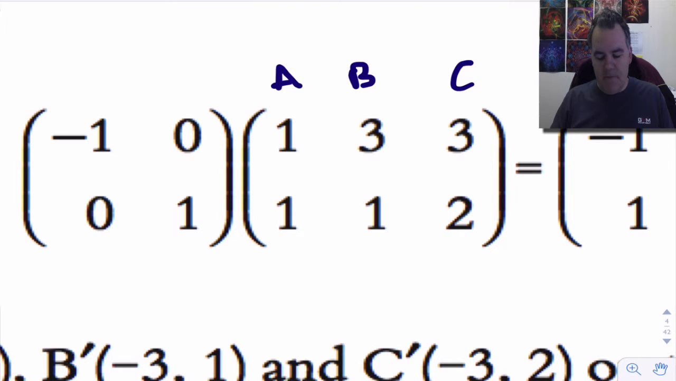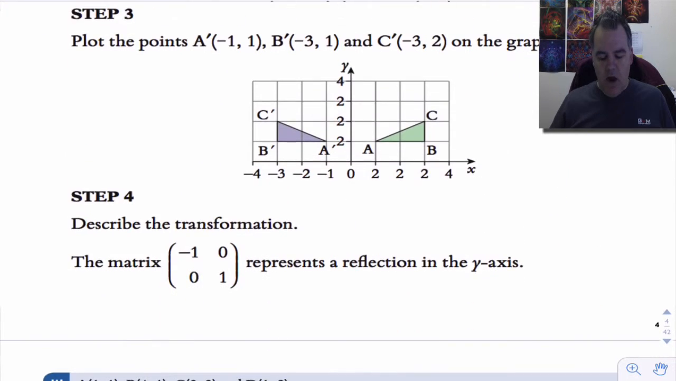And you can see why that works. For example, in the top row here, you can see that the x values are going to be just times by negative 1. So all the x values are going to become negative. So if they're positive, they become negative. And for the bottom row, we've got 0 and 1 here. So we're just going to have the same y values that we had before. So that's how it works. So that is a reflection in the y-axis.